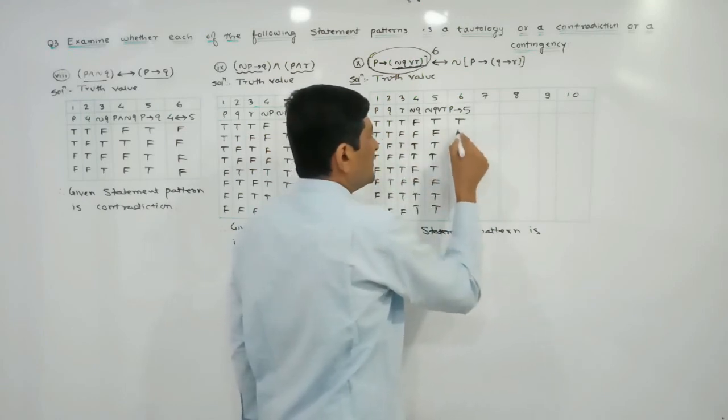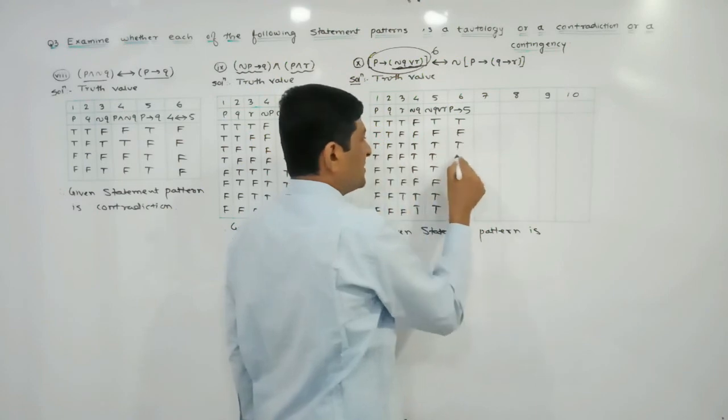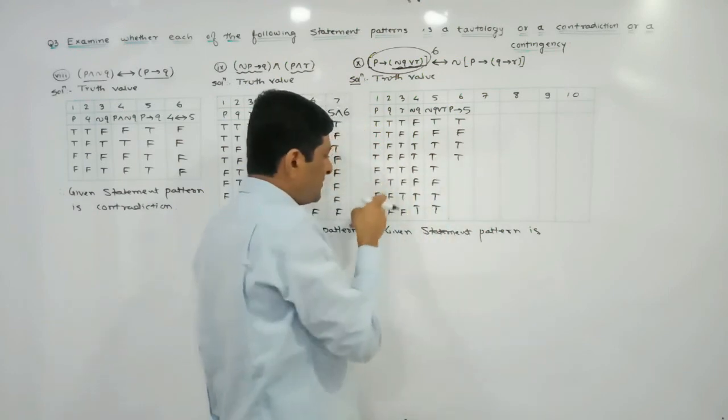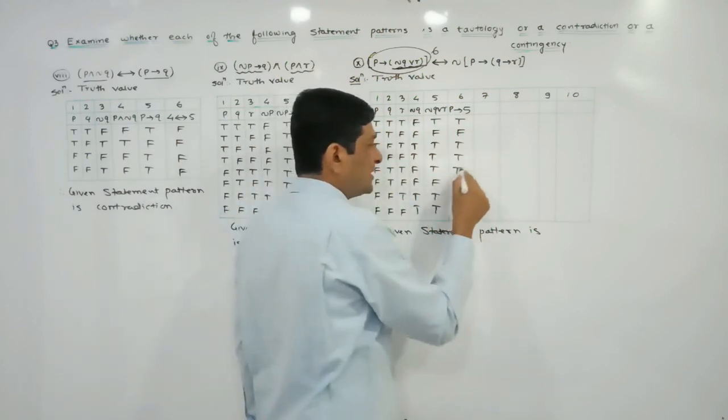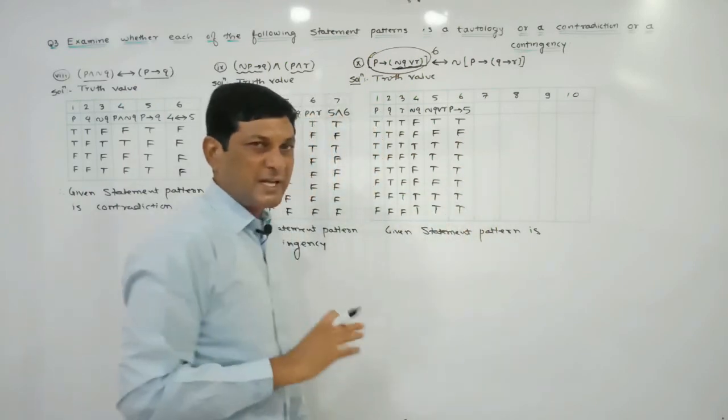Here TF appears, so false. Here TF does not appear, so true. Here also TF does not appear, so true. And here first statement is false. At that time implication is always what? True. Whatever may be the truth value of second part.